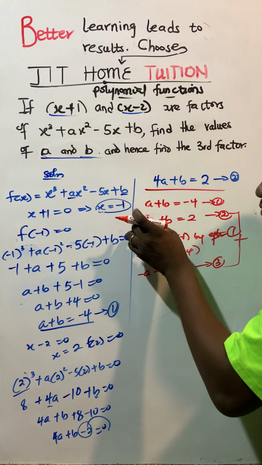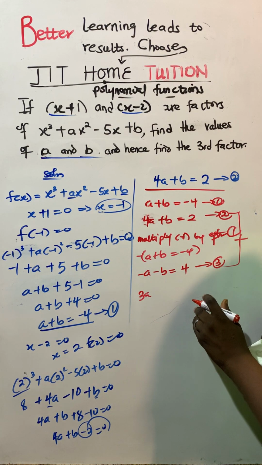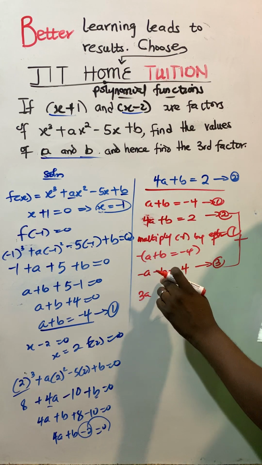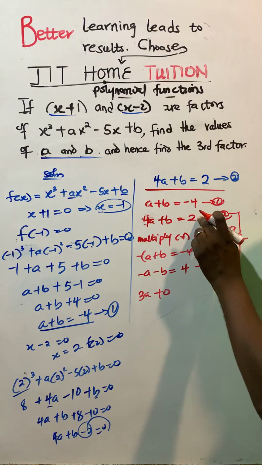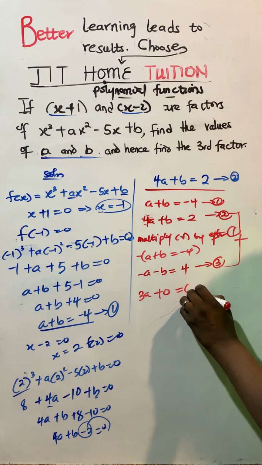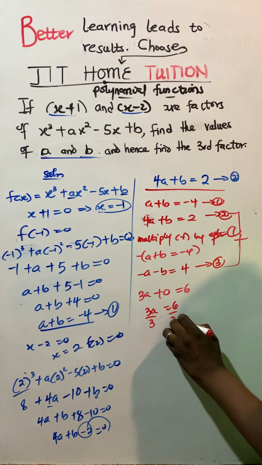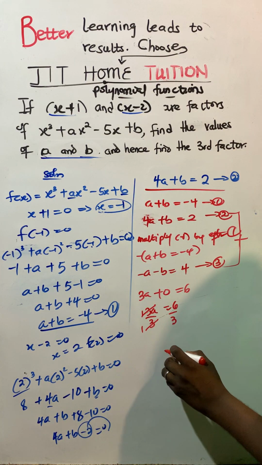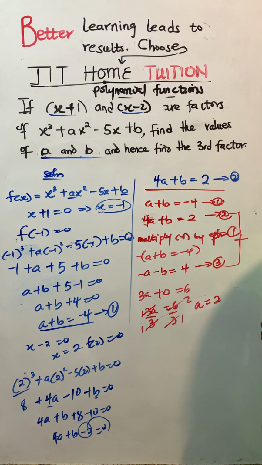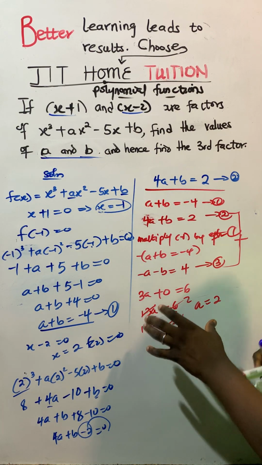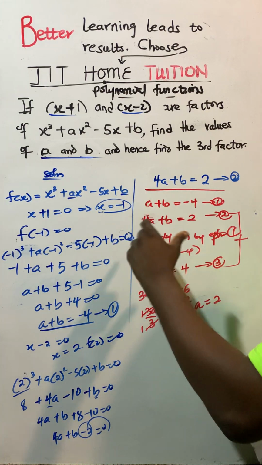So here, 4a plus this negative a will give you 3a. Then b plus the negative b will give you what? 0. Then these 2 plus this will give you 6. So you have 3a equal to 6. You divide both sides by the coefficient of a. Here is 3, here is 6. Therefore, the value of a is what? 2. Having gotten the value of a to be equal to 2, the next thing is to use it to find the value for b.